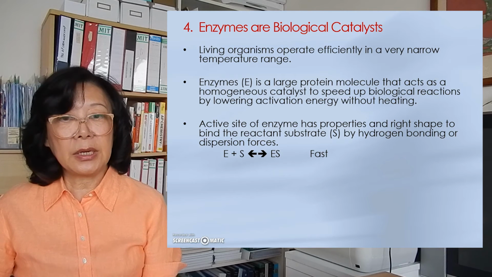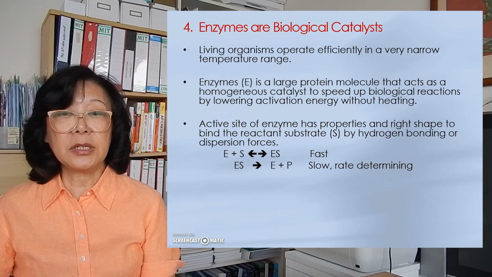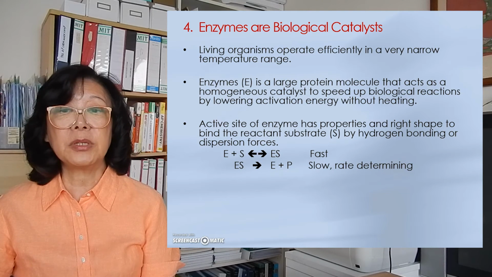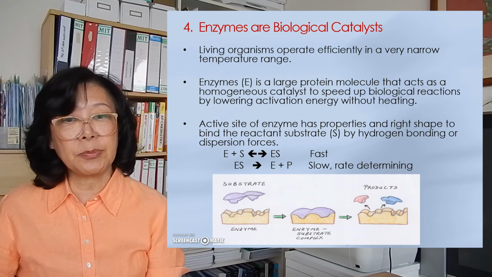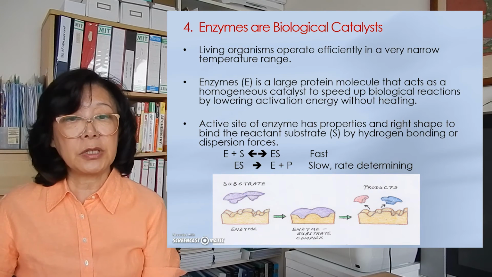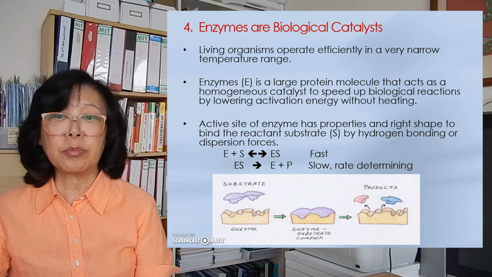So the enzyme and the substrate form ES, and that is very fast. And then the next step, for the new product to be formed, will be slow and rate determining. As illustrated in this diagram here, you have the substrate feeding into the enzyme, the reaction takes place, and then the product is released.